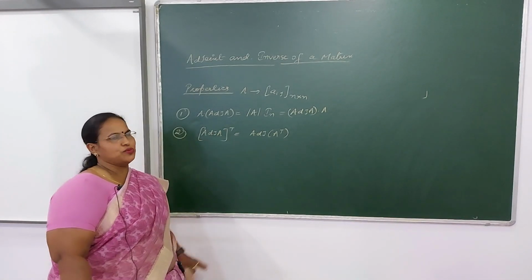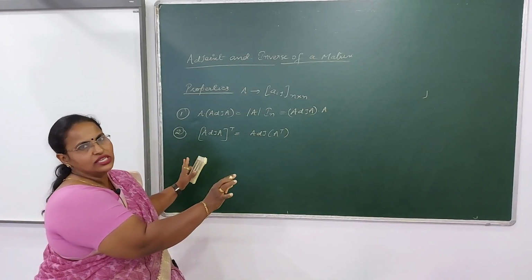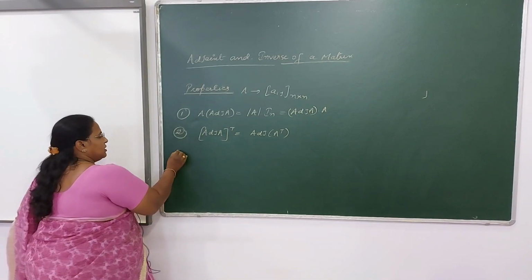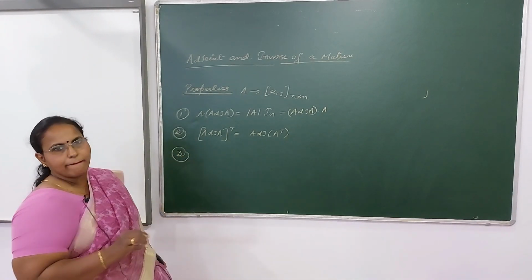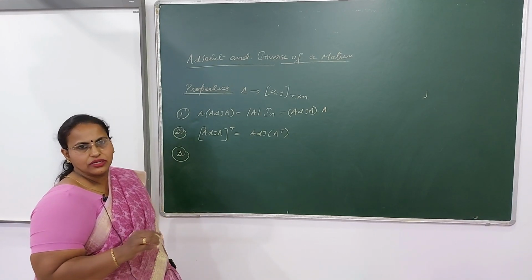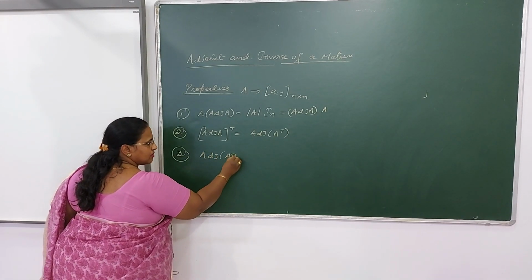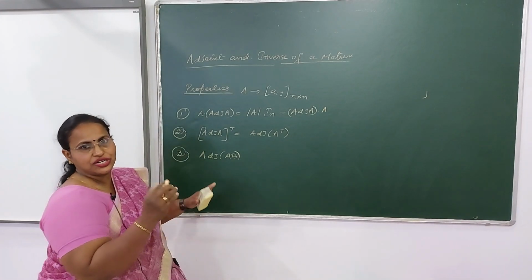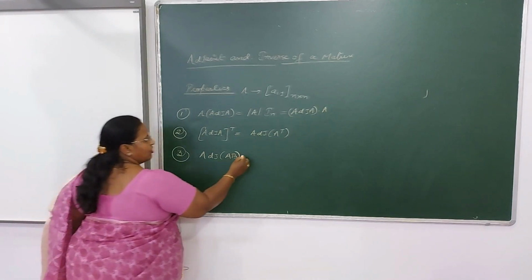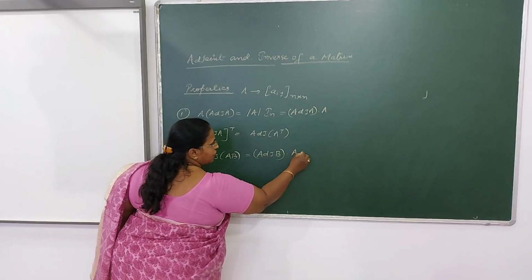Adjoint of A whole transpose is equal to adjoint of A transpose. You can verify all these properties by taking a suitable example. Third property: if A and B are two square matrices of the same order, then adjoint of AB, again you see whenever the product comes, it obeys the reversal law. Adjoint of AB is equal to adjoint of B into adjoint of A.